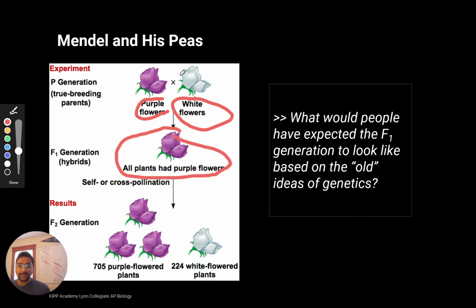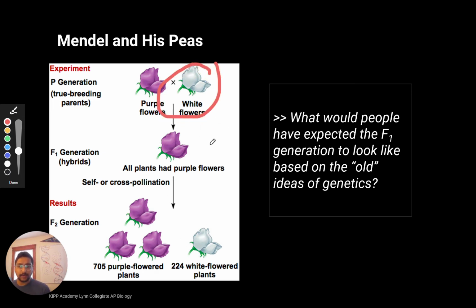That's weird, because he expected to see something in between. He thought that there would be a mix of purple and white, some sort of a rosy color. That's not exactly what happened. Then he cross-pollinated these purple flowers. So he allowed the purple flowers to mix with other purple flowers. And what he ended up getting was a ratio, a different set of plants. He got 705 purple flowered plants out of 1,000. And he got 224 white flowered plants. And so this is weird to him that it skipped a generation. These white flowers didn't appear in this first generation of plants, but it did appear in the second one.